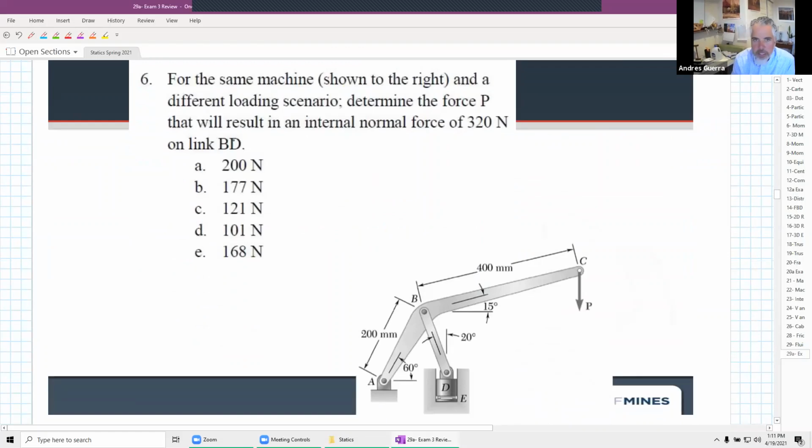Moving on to number 6 here. Same machine, but a different loading scenario. They're asking us to find the force P. So we want to find this over here now. That will result in an internal normal force of 320 newtons in the link. So again, they're giving us this normal force in that link of 320. So that's the normal force in B to D right there.